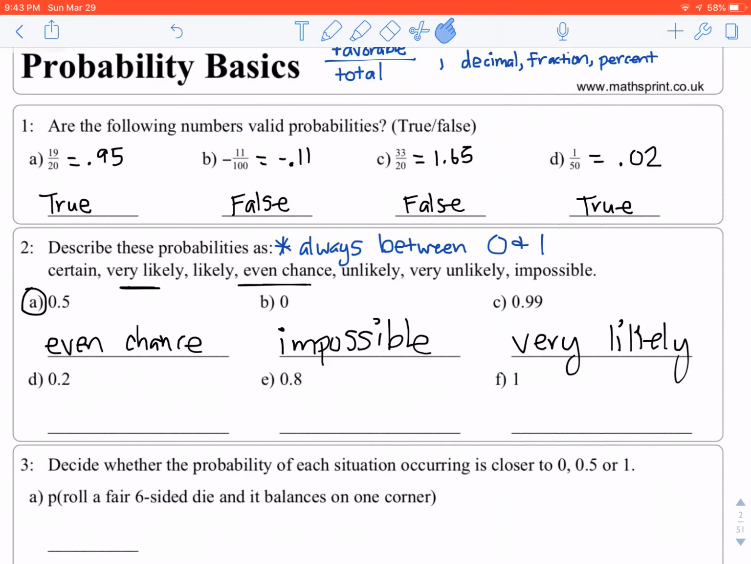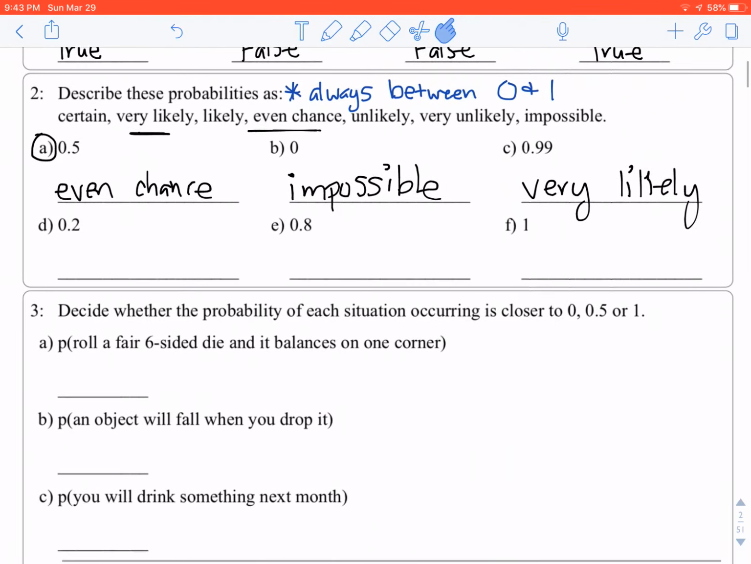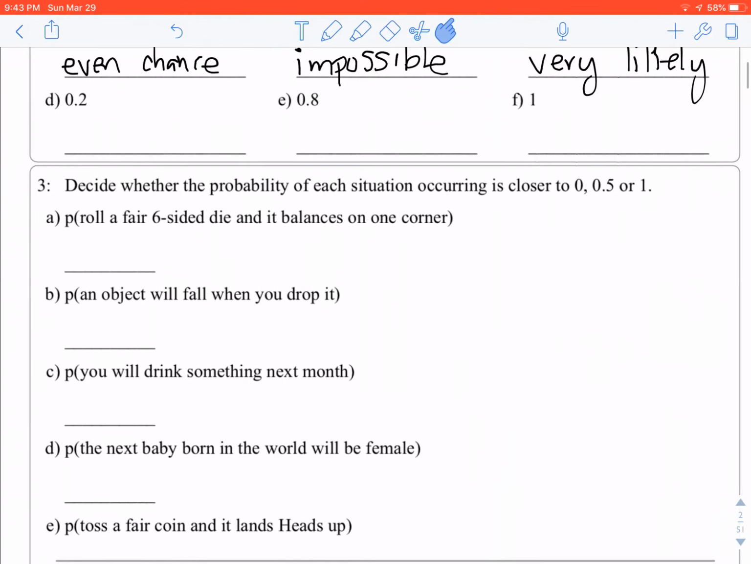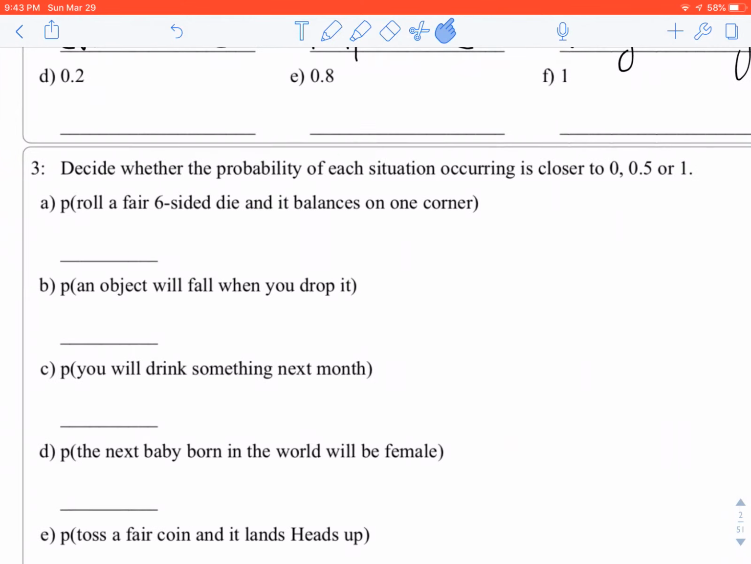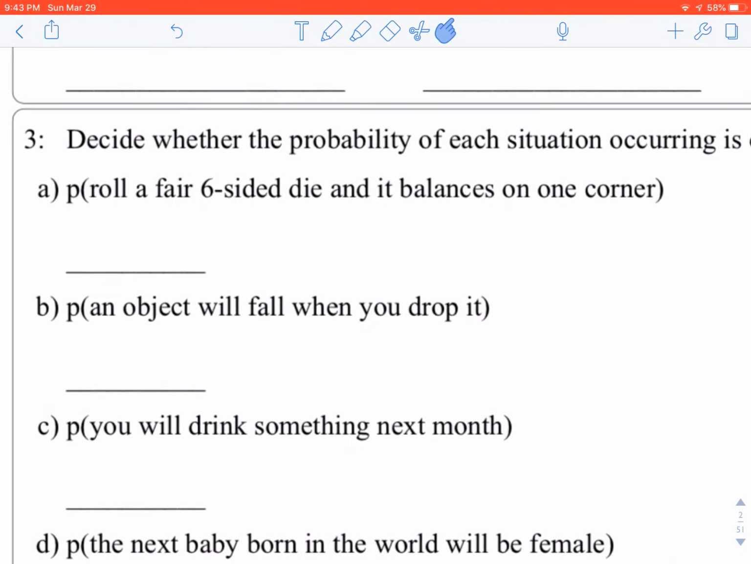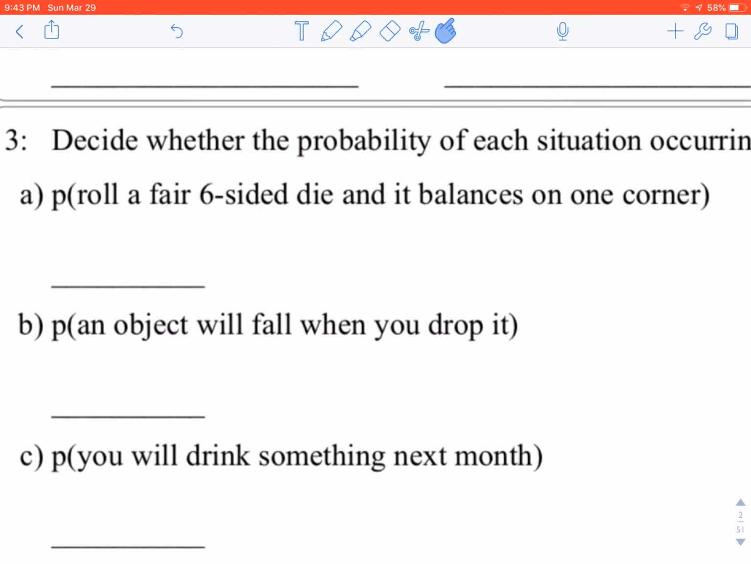Okay, we're going to skip D, E, and F. Hopefully A, B, and C was enough to explain that to you. Number 3, I just want to talk about the notation here. So if we zoom in on letter A, you are going to see this a lot in this unit.